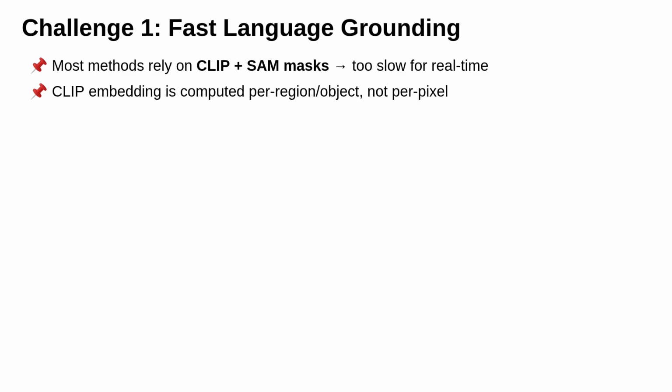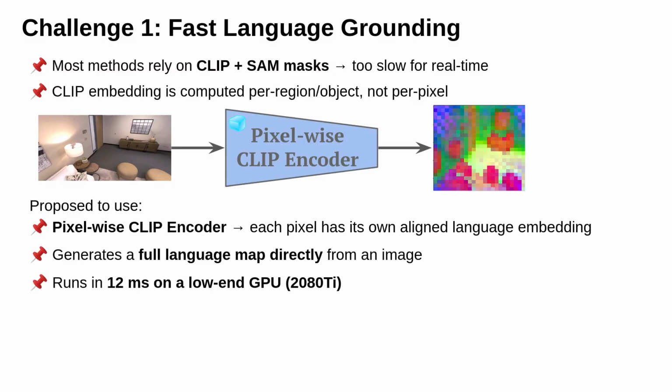Most existing approaches combine CLIP with SAM. This pipeline is powerful but far too slow for real-time applications, since each region has to be processed separately. Our idea is to instead make use of CLIP pixel-wise. That means every pixel in the image directly carries a language embedding. From a single image, we can immediately generate a language map. There's no extra segmentation needed. This runs extremely fast, about 12 milliseconds on a low-end GPU like a 2080 Ti.